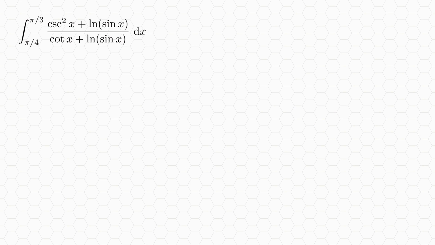And to do that, we first look at the derivative of cotangent x plus ln of sine x. The derivative of cotangent x is negative cosecant squared x, while that of ln of sine x, using the chain rule, is 1 over sine x times cosine x, which is equivalent to cotangent of x. Oops, I think I missed an x here.